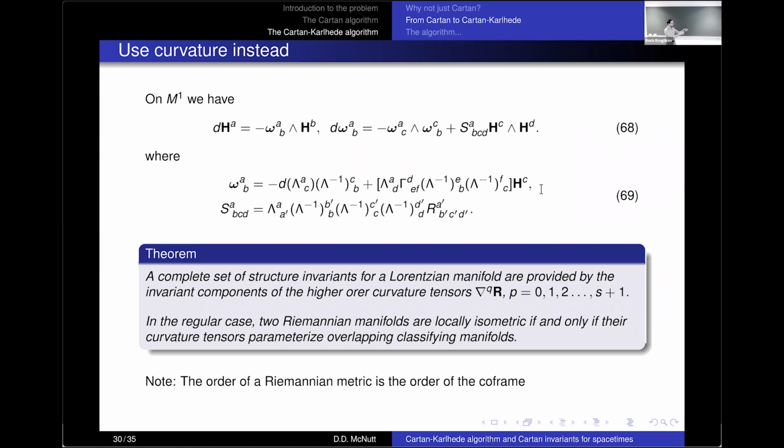Now, this is where I said you can't avoid it. It's still here, but we've put it off as far as possible, to the end. And in most practical cases, comparing classifying manifolds isn't too terrible. And again, the order of a Riemannian metric is merely the order of the coframe, as we've seen before.